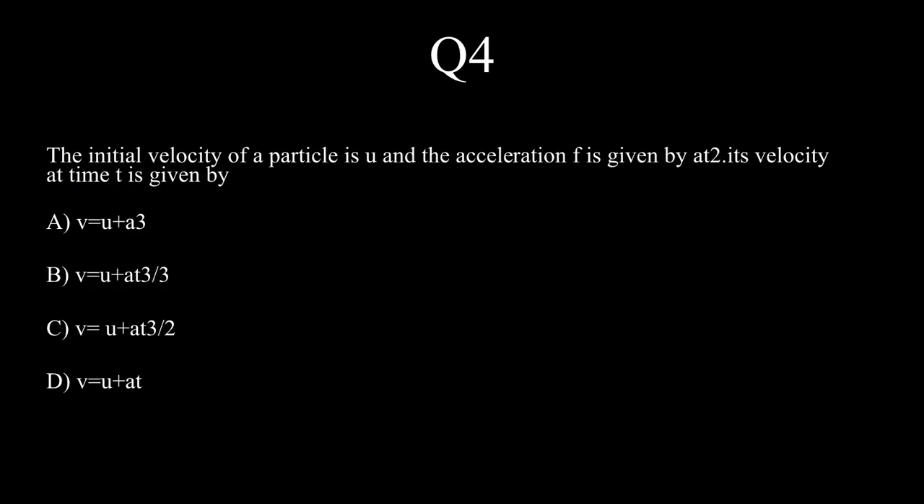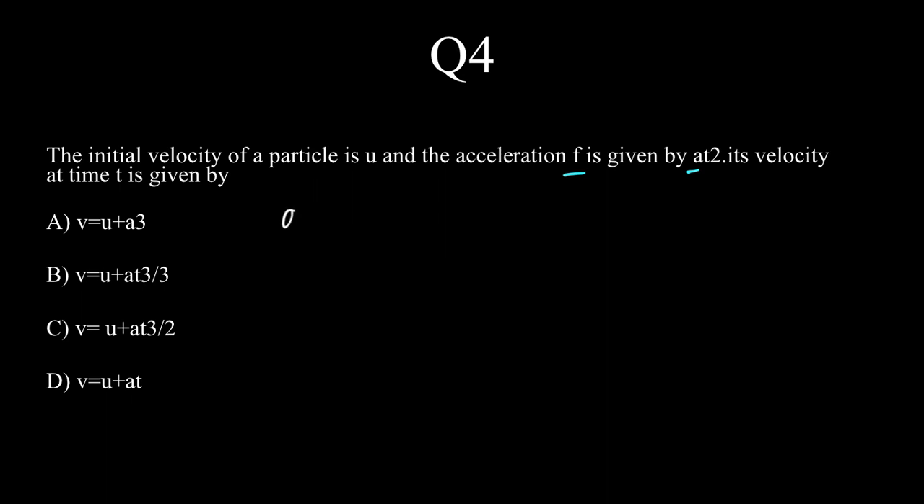The initial velocity of a particle is u, and the acceleration f is given by a t square. Its velocity at time t is given by. See, there are many questions which come in this format, and almost all of them have the same logic, and that's the primary reason why I have not taken similar questions like this. So let me just try to tell you how to do this question. It's a very simple question, and the only point I feel is tricky is that they have exchanged the commonly used notation a for acceleration with f. This is all they have done.